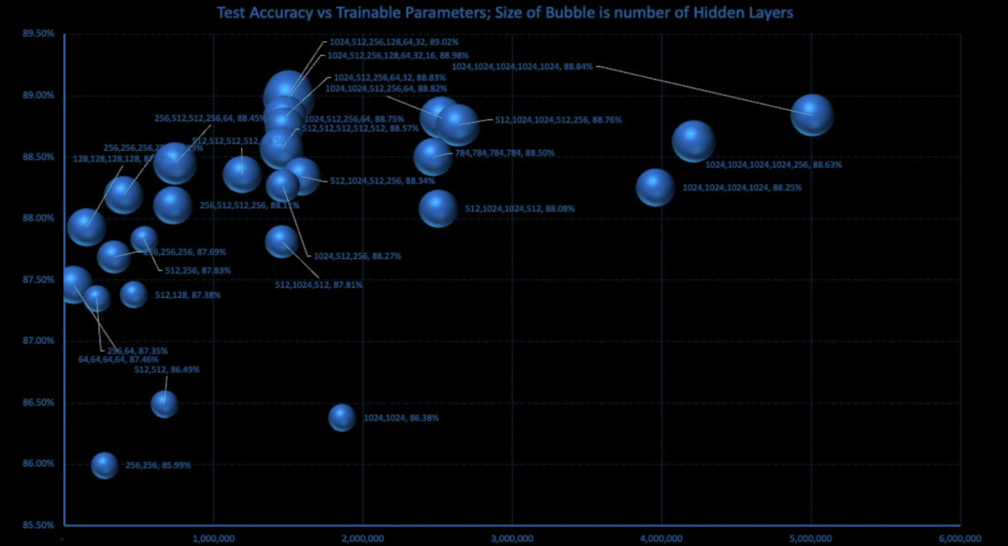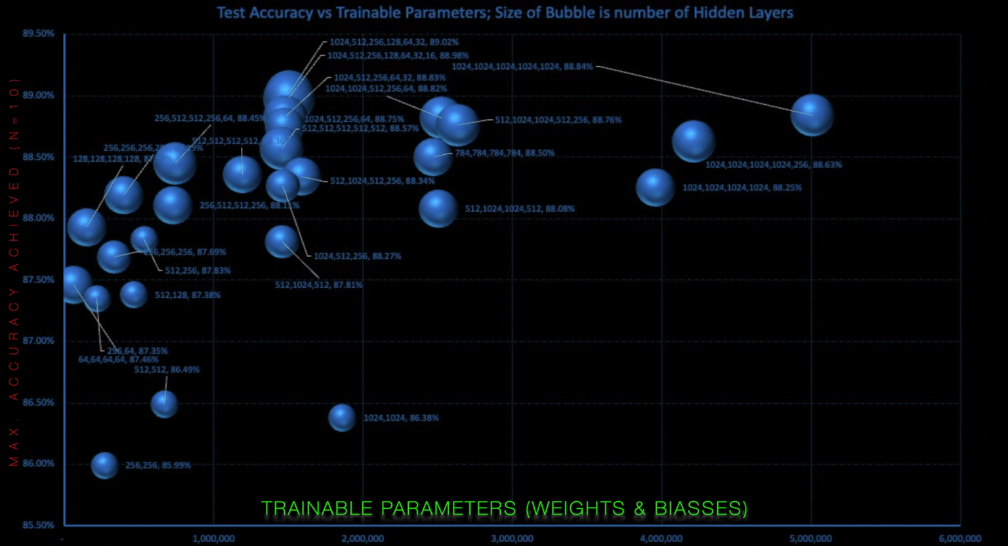Here we plot the results of our competition as a bubble chart. We'll first plot the best results for each network, the maximum accuracy. This max accuracy is plotted on the y-axis. Our x-axis shows the number of trainable weights and biases per network. The size of the bubble indicates the number of hidden layers. The larger the bubble, the more hidden layers. The number of neurons per layer is used to label each point, as is the maximum accuracy achieved.